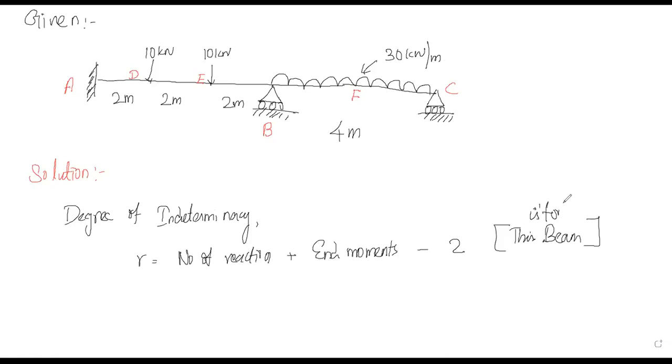So here, number of vertical reactions: 1, 2 and 3. So 3 plus end moment. Here we have a fixed support, and a fixed support has an end moment. So 1, minus 2. So it becomes r value is equal to 2.